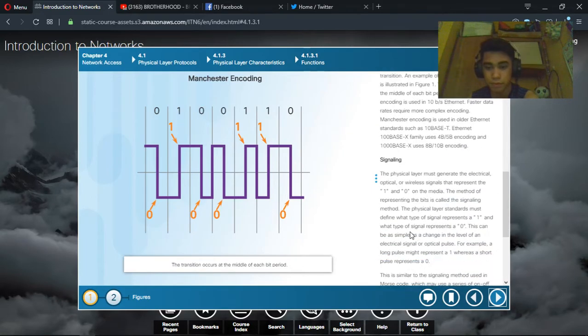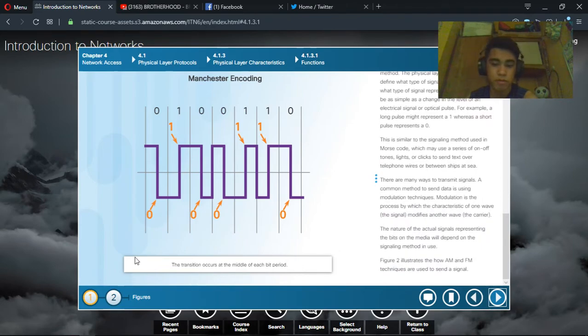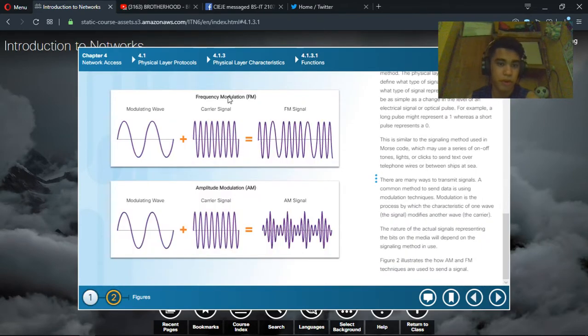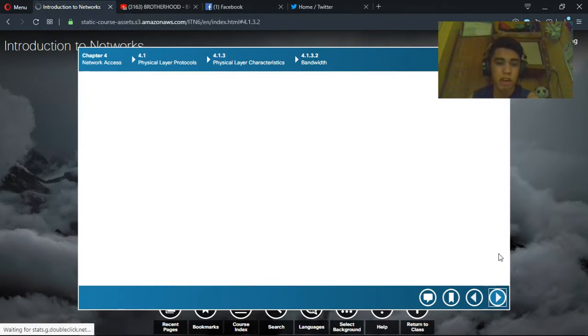Next is signaling. The signaling is represented by ones and zeros. The method of representing the bits is called the signaling method. Okay, then with the frequency modulation, FM, and amplitude modulation, modulating wave, carrier wave, and FM signals and AM signals, I think the FM signal is slower than amplitude modulation. Okay, bandwidth.